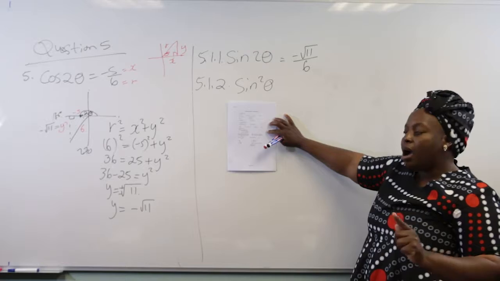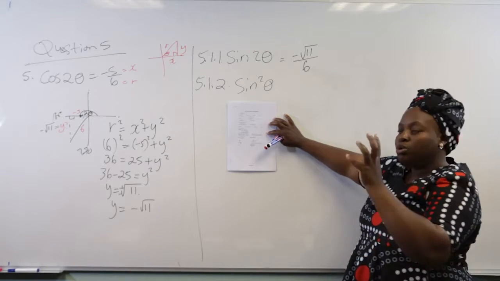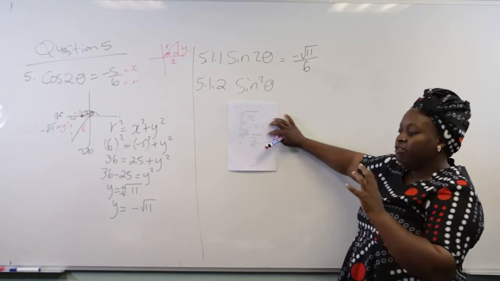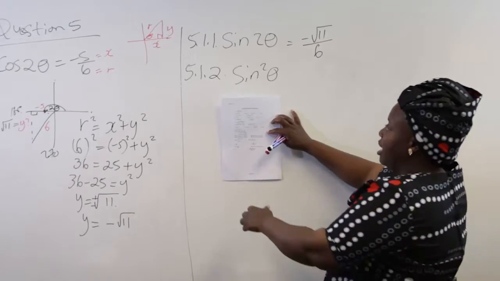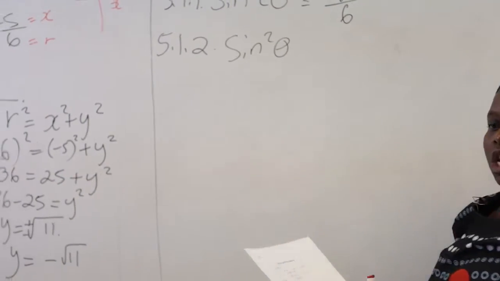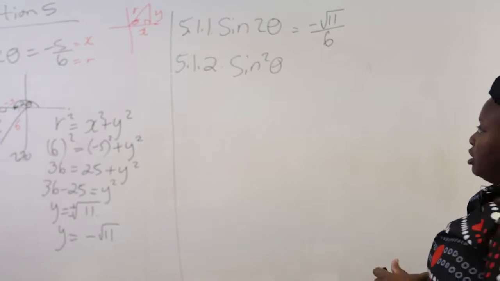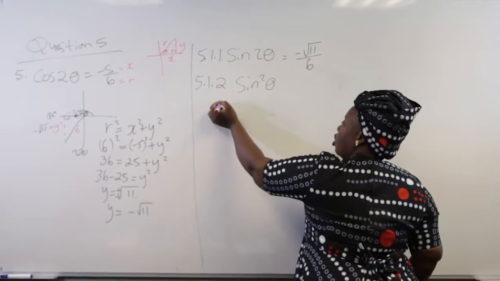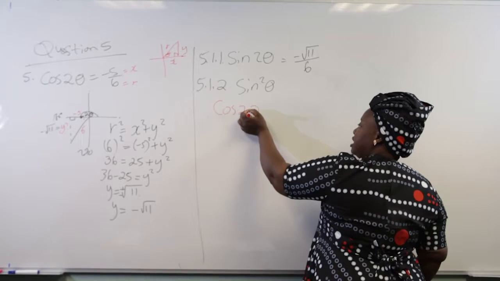So somehow you'll have to change it and put it where it's supposed to be. So your formula sheet and information is very important. Let's look at it. If I look at sine squared theta, I can try to change it using anything. For now, I can go to the formula sheet and check cos 2 theta.